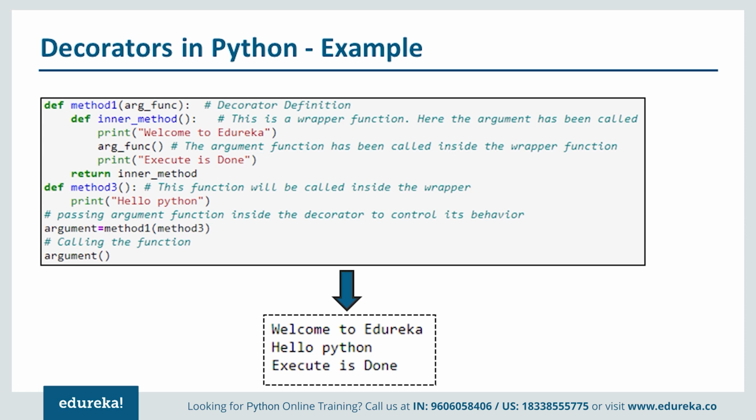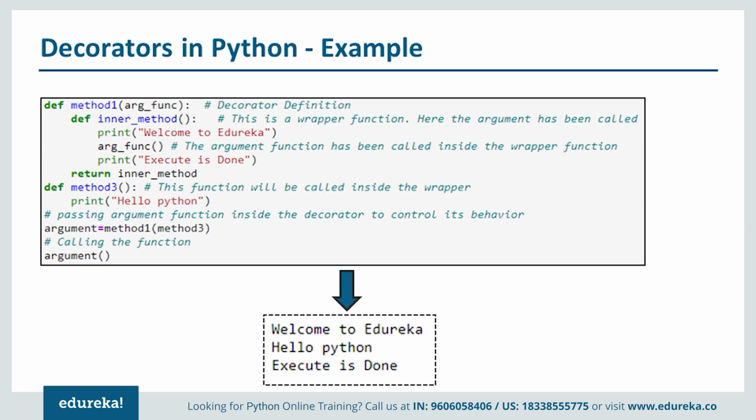Now the main part is the decorators here. Argument is equal to method 1 bracket method 3. Here I'm making the argument a function, in which I'm calling a function inside a function. You cannot directly call a function with a function as an argument there. Instead, you have to create a decorator, and in this case we are using the argument as a decorator. I'm passing method 1 as a function to the argument, but I'm also giving method 3 as an argument to method 1.